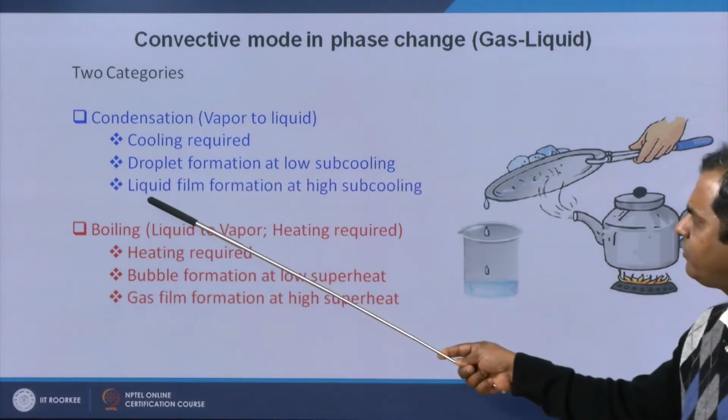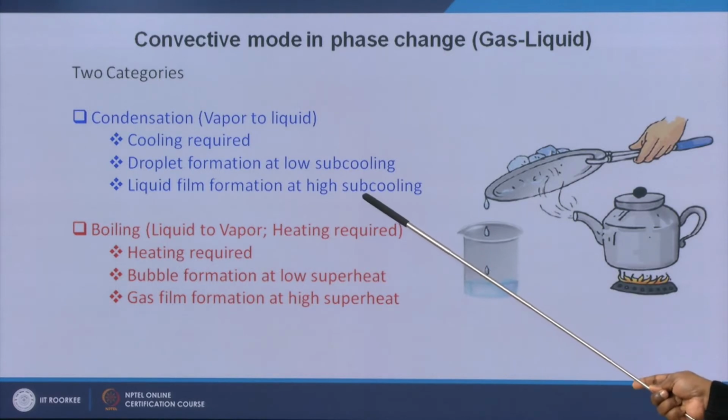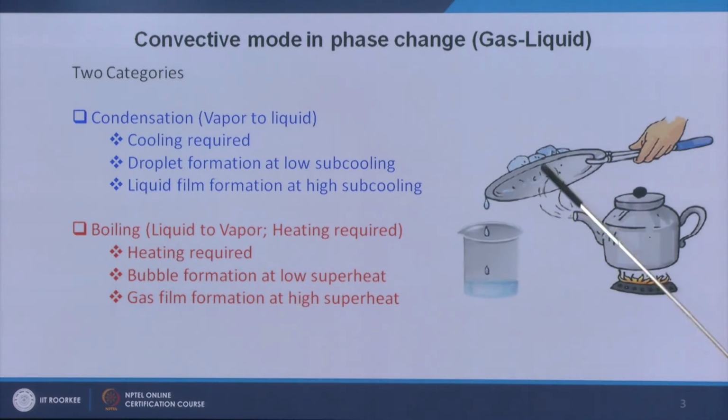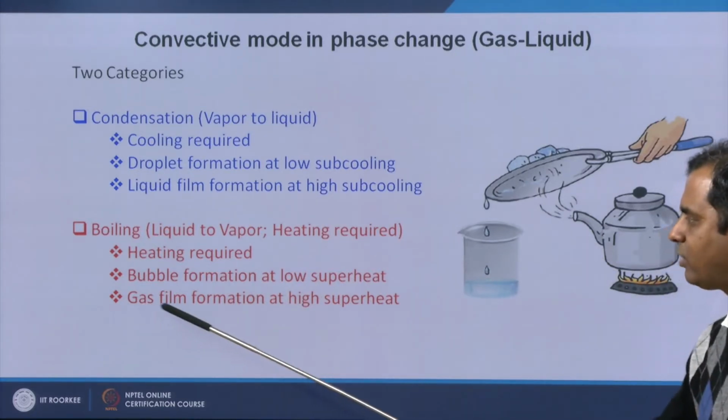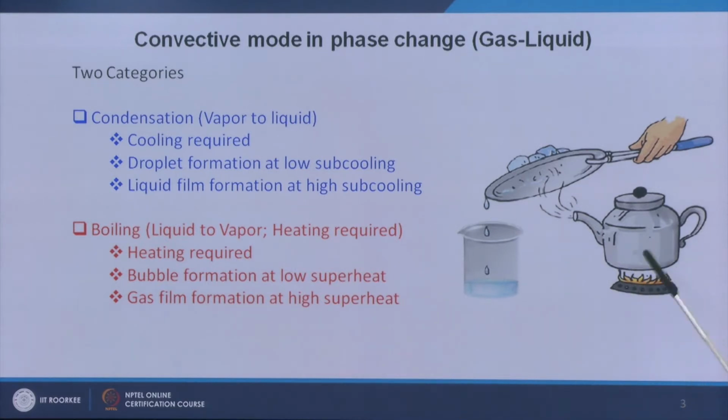Next, liquid film formation at high subcooling. If the subcooling is very high, we can find a film of liquid being formed due to condensation. In the same manner, in case of high superheat, gas film formation can be observed for boiling situations. So, what happens at high degrees of subcooling or superheat, and at low degrees, we have discussed here.